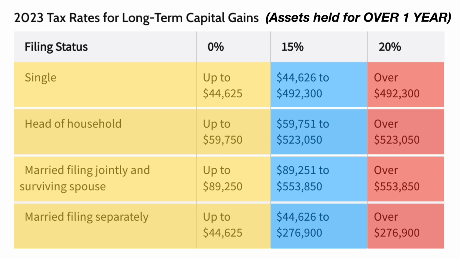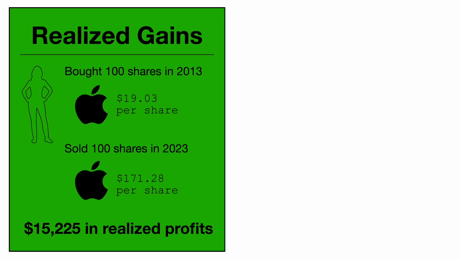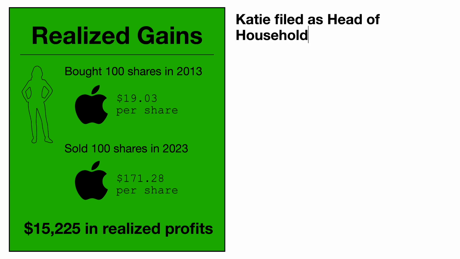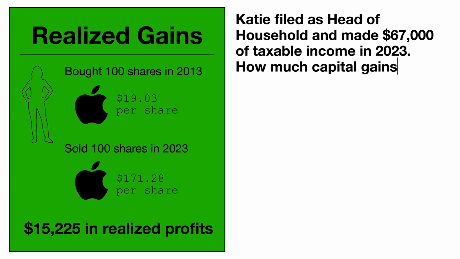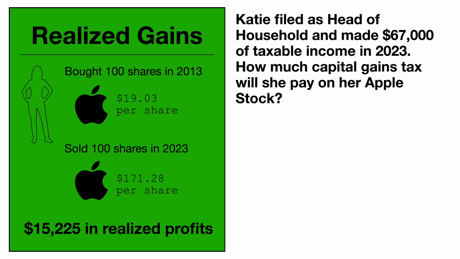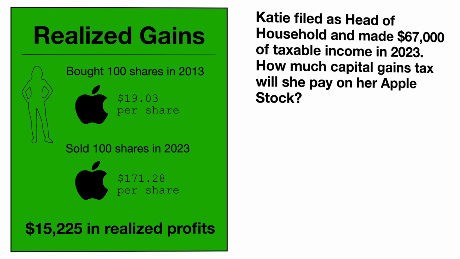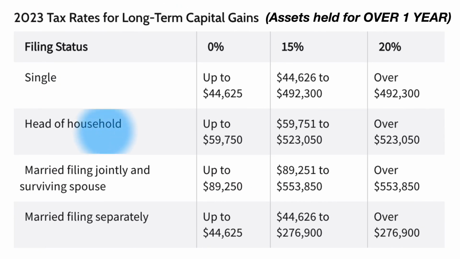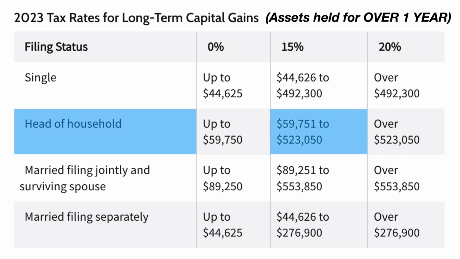So let's go back to that example of Katie, and let's see how much tax she's going to pay on that $15,225 in realized profit. So Katie filed as the head of household, made $67,000 of taxable income. So how much capital gains tax is she going to pay on those Apple stock profits? So let's go back and look at all those brackets. And again, she filed as head of household, and she fell into this range right here. $67,000 will fall in between that range. And so that means she's going to pay 15% capital gains tax.